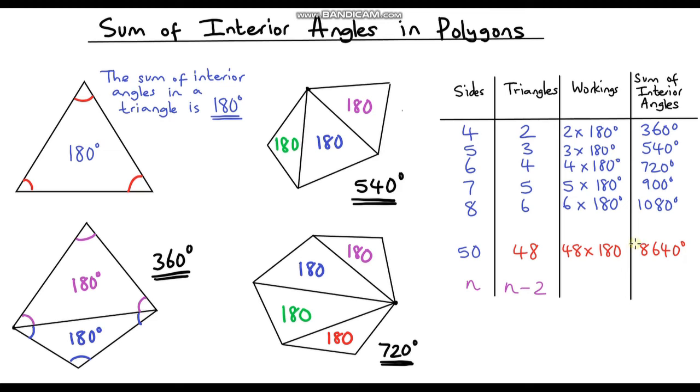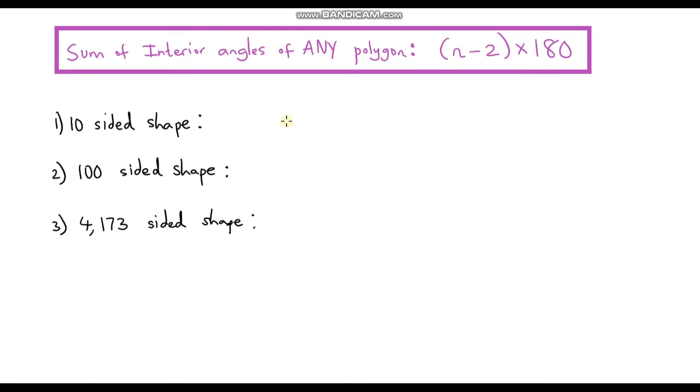Now we can work out an expression for the sum of the interior angles, because however many triangles there are, we just need to multiply that by 180. So our formula is going to be n minus 2, in brackets, multiplied by 180. This is the formula we can use to calculate the sum of interior angles of any polygon. All we do is put the number of sides into this formula, and that will give us the sum of interior angles.